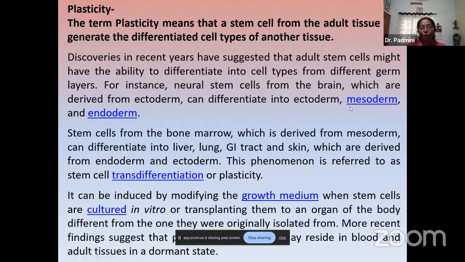The stem cells from the bone marrow, which is derived from the mesoderm, can differentiate into lung, liver, GI tract, and also skin, which are derived from the endoderm and the ectoderm. And this phenomenon is referred to as transdifferentiation or plasticity.